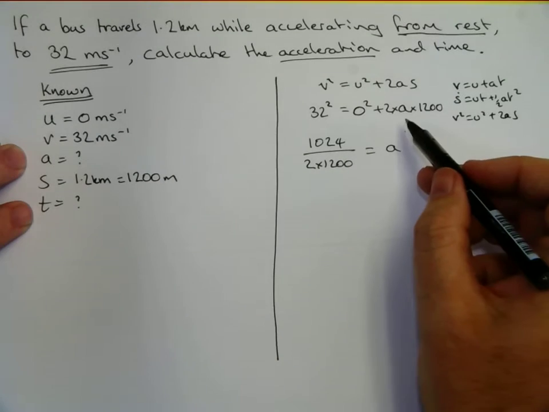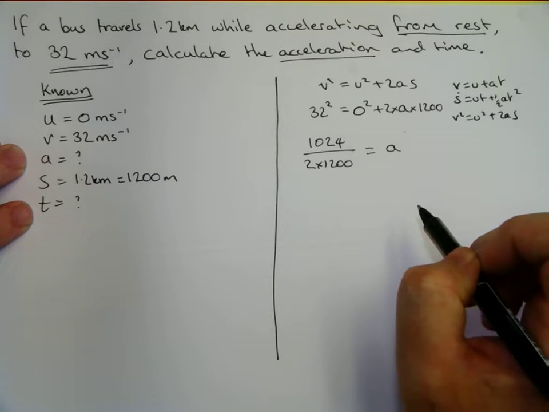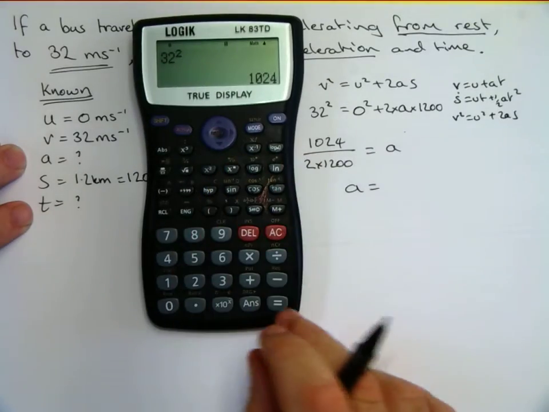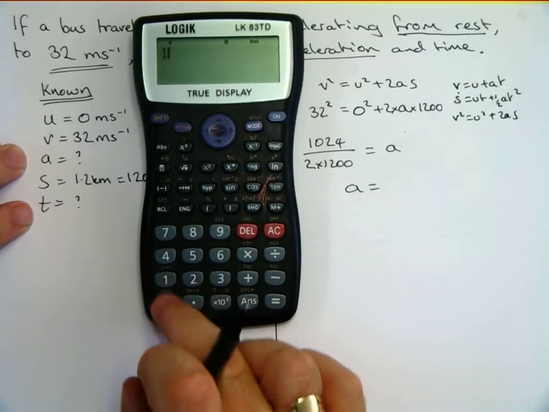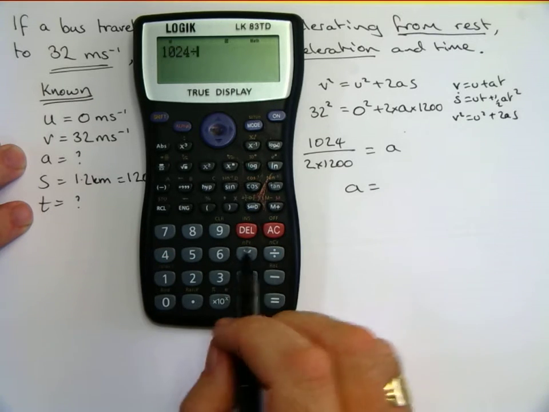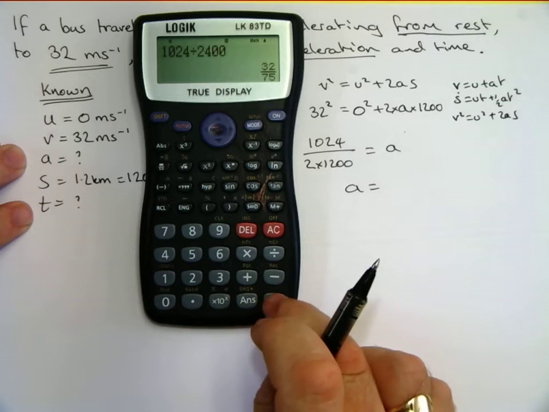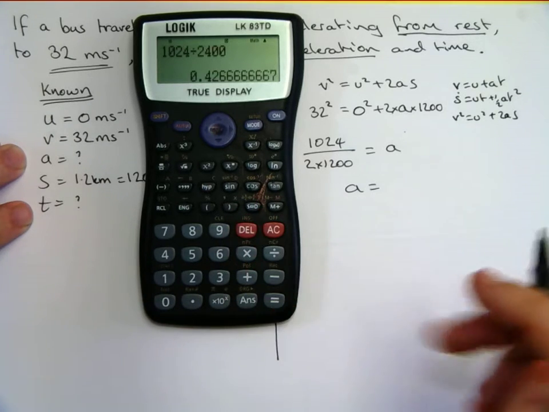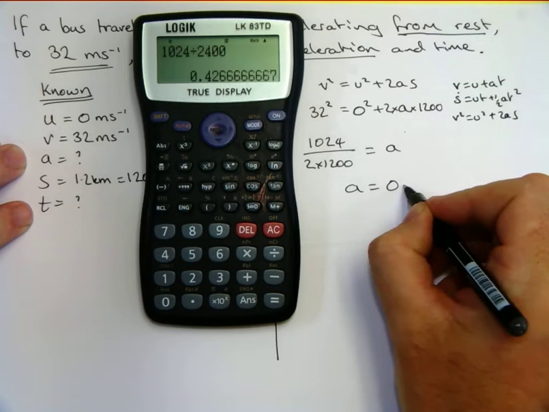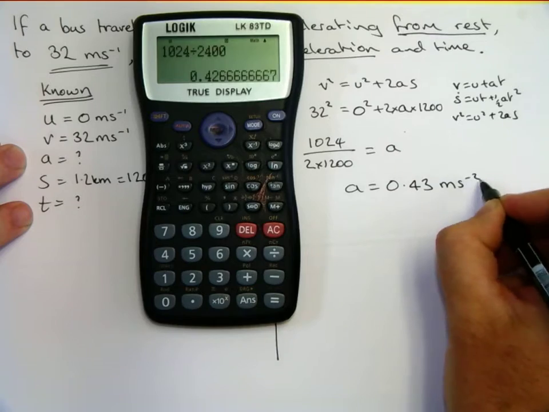If you don't see how I've done that, just pause it just now and go back and see if you can figure it out. So the acceleration a is equal to 1024 divided by 2400, and that is 0.426666. I'm going to round that to 0.43 meters per second squared.